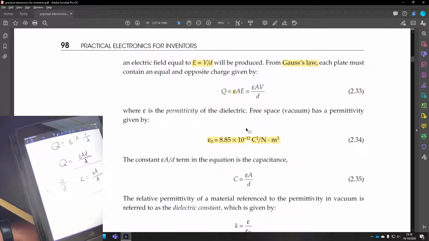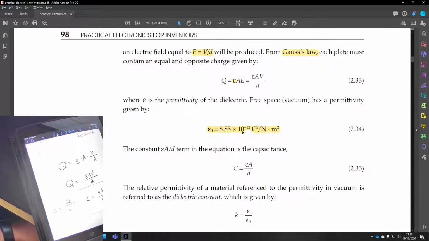Why is that? I don't get that. So V over D is the electric field. Capacitance, we've said previously, is charge divided by voltage, and now we're saying it's epsilon times area divided by the distance between the two plates. You're not even going to explain it, huh?